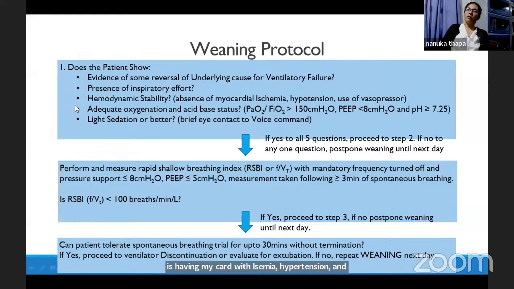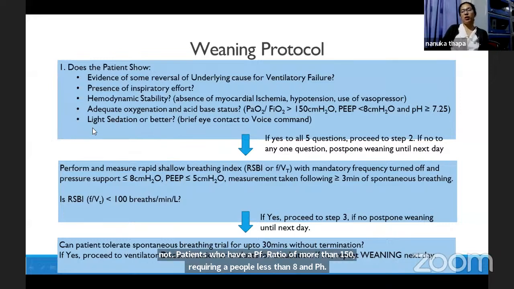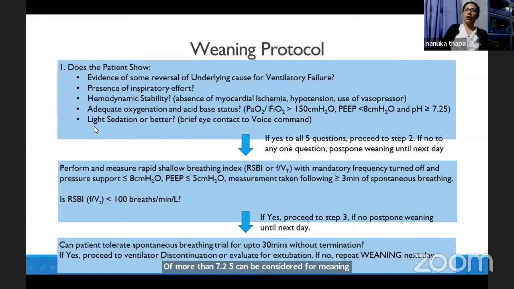Fourth, we also need to see whether the oxygenation and acid-base balance are normal or not. Patients who have a PF ratio of more than 150, requiring a PEEP of less than 8 and a pH of more than 7.25 can be considered for weaning. Patients need light sedation for them to be considered for weaning. If the answer to all the above questions is yes, then we can proceed to step 2. However, if one of these parameters is not met, we should not consider weaning the patient on that particular day. The same questions have to be addressed the next day so that we can consider weaning.